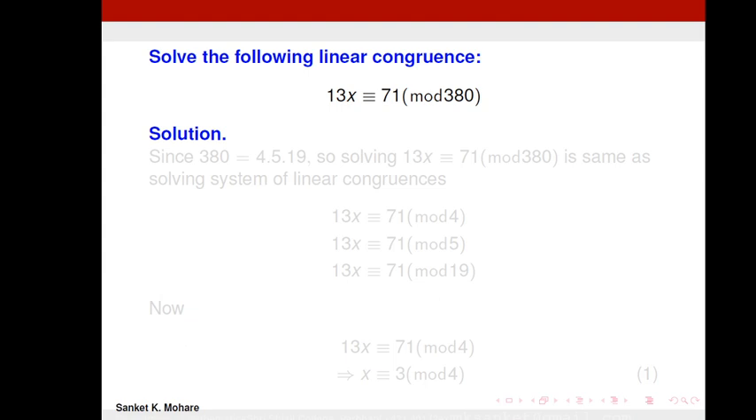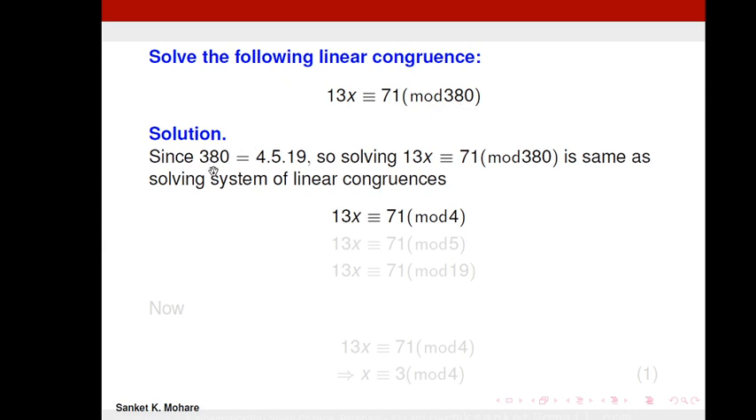But how to solve using the Chinese remainder theorem? Here the value of n is so large that it is cumbersome to solve this equation using theorem 4.7. So here we have to use the Chinese remainder theorem. Whenever your n is large, try to use the Chinese remainder theorem to find the solution of such a congruence. So first we factorize 380. The factorization of 380 is 4 into 5 into 19.